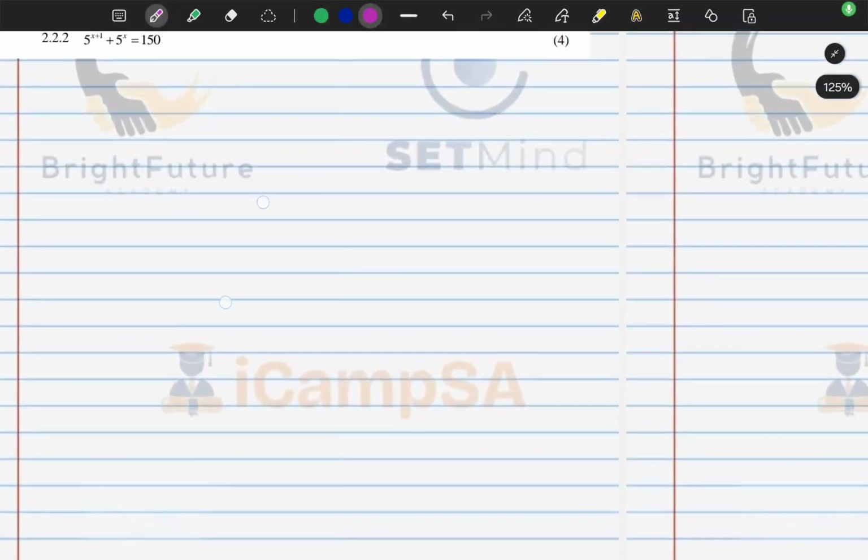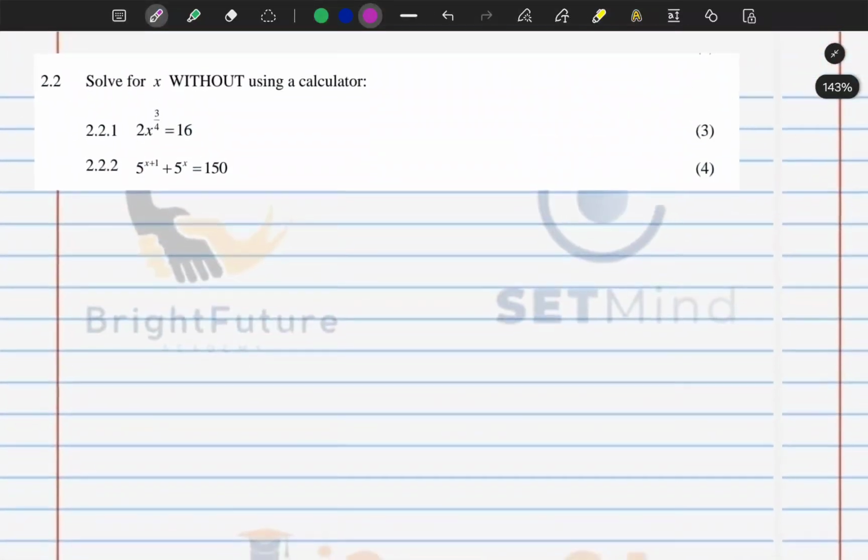Right, now let's move on. We are still on question 5. Now let's move on to question 2.2. This is question 5. I'm still reminding you it's question 5 according to the list of compiled questions that you were given. Here we are required to solve for x without using a calculator. So let's look at question 2.2.1.